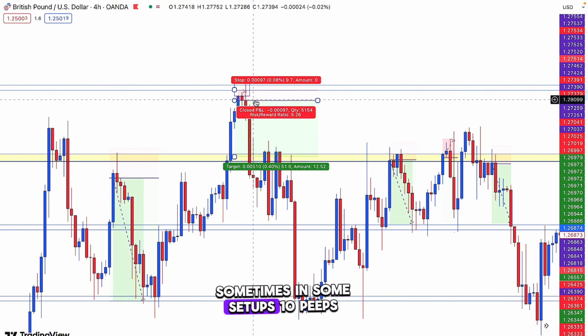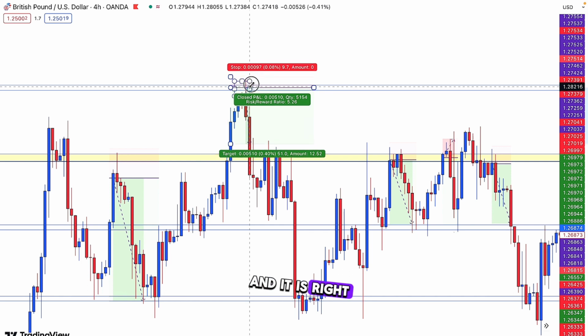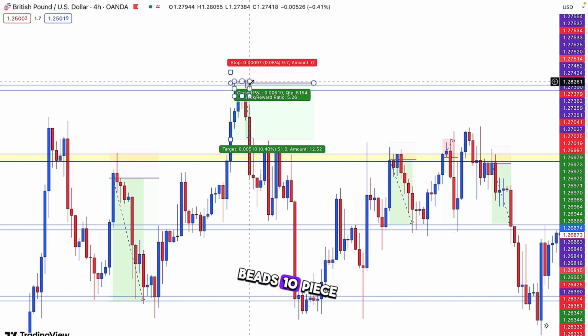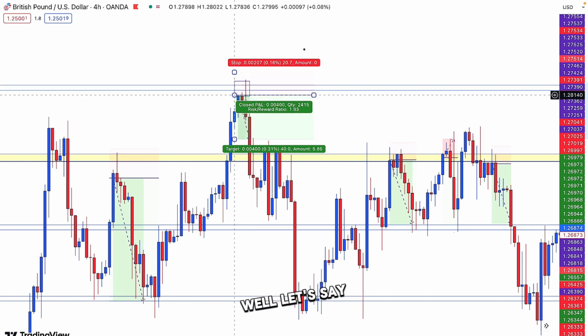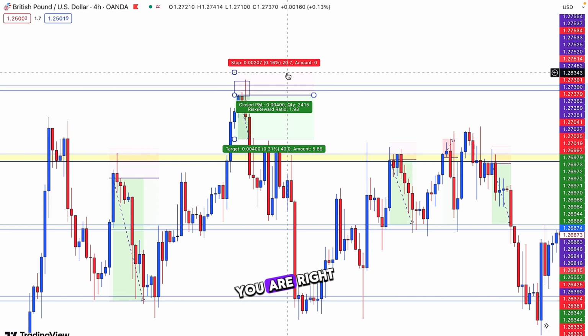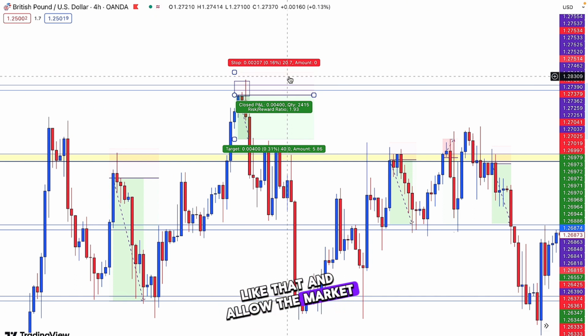Sometimes in some setups, 10 pips can actually work. But let me tell you something, my friend. If you're trading on high time frame, like 4 hour, 1 hour time frame, you don't want to be caught using the 10 pips. Sometimes 15 pips is a lacking pips. But this is the trick here. As long as you set your stop loss and it is right above that key level, be it 10 pips, be it 20 pips, be it 15 pips, as long as it is above the key level, well, let's say this is now a 10 pips, you are right. Just place it like that and allow the market do its thing.